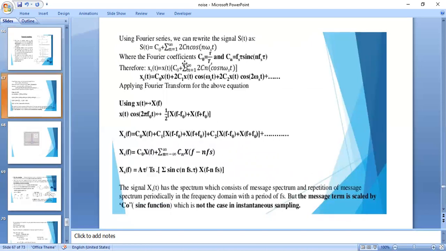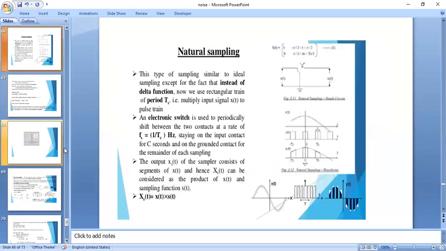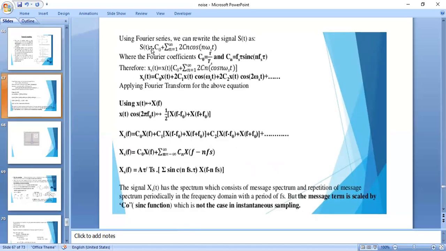Now what is the pulse train? s of t is the pulse train, and x of t is the message signal. For the pulse train, we assume a Fourier series expansion of a rectangular pulse, which you can represent like this. C0 and Cn are the Fourier coefficients. If you substitute this s of t in the sampled signal, you will get x_s of t like this. After applying the Fourier transform, you go from the time domain to the frequency domain, and it looks like this.